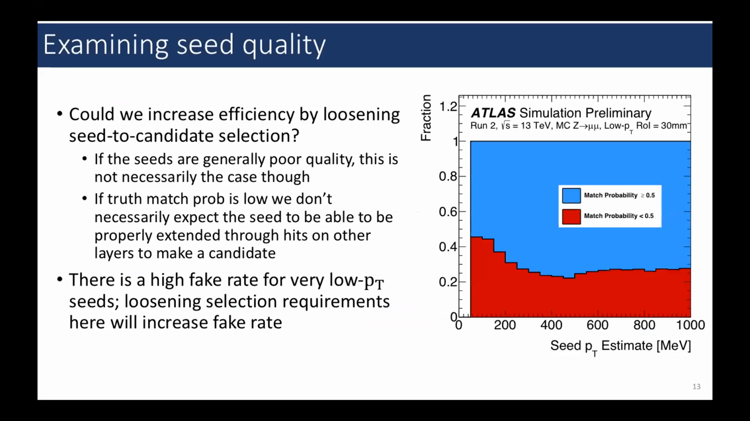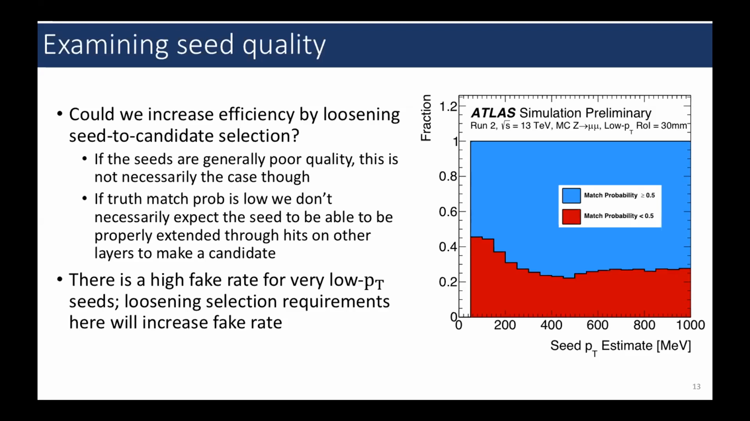So looking at the fraction of true and fake seeds as a function of the seed PT estimate, where the PT estimate is just basically formed by drawing a circle through the 3 hits that comprise the seed, what we find is that at very low PT estimate, almost 45%, or basically half of the seeds, are just random combinations of hits. So when truth match probability is very low like that, you actually don't necessarily expect the seed to be able to be properly extended through hits on other layers.